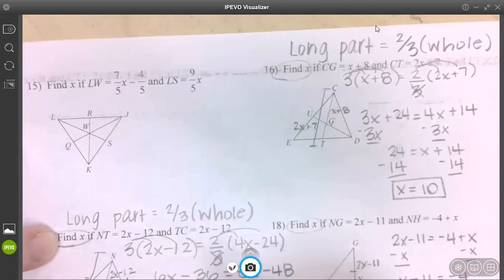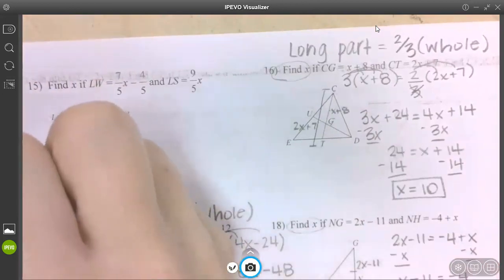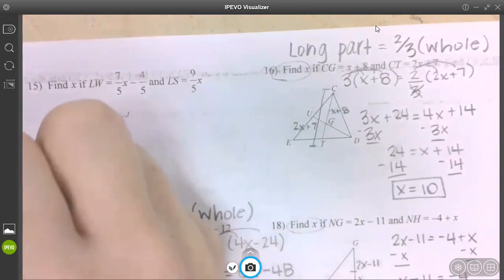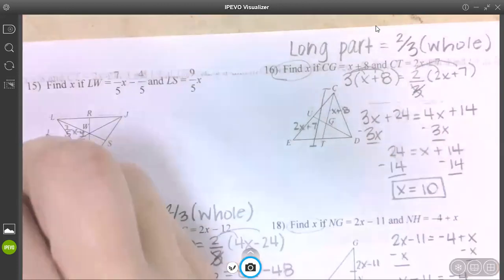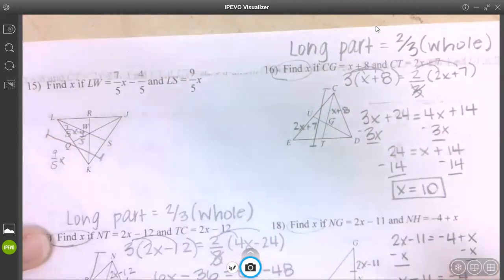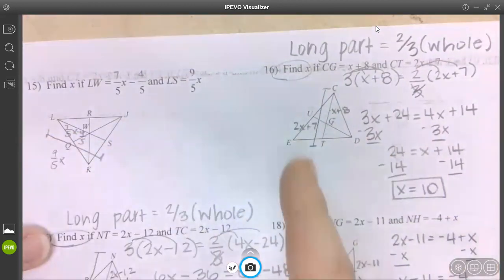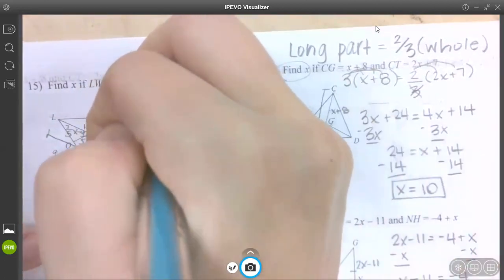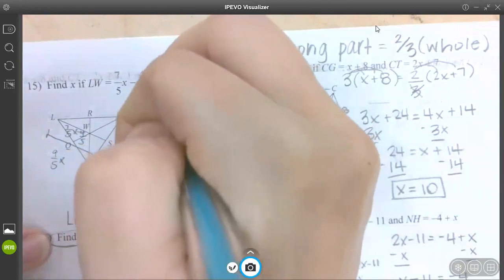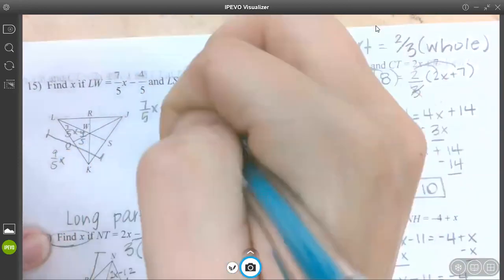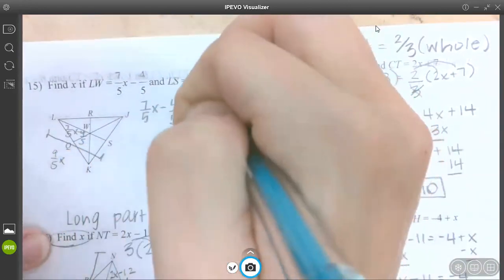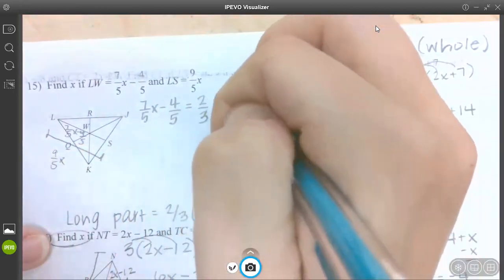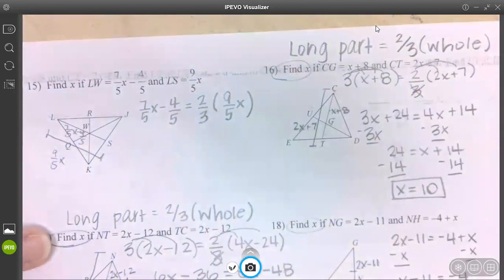So LW is the long part, 7/5x minus 4/5. And then it gives you the long or the whole part, 9/5 x. So remember our formula, the long part, 7/5 x minus 4/5 equals 2/3 times the whole, which is 9/5x.